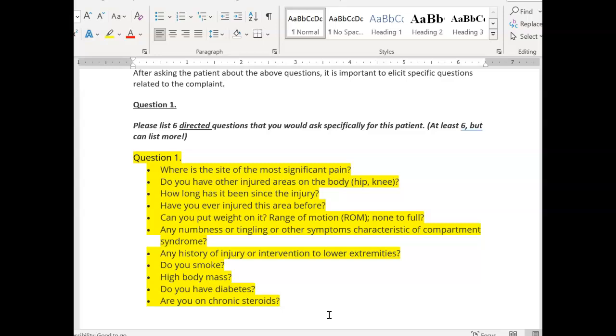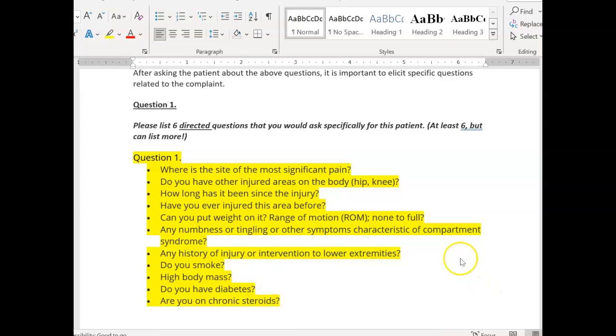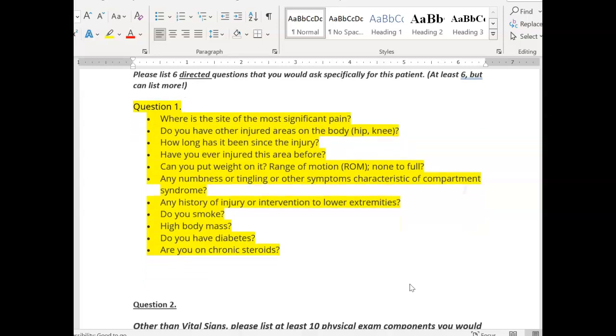So when you get the question 1, please list 6 directed questions. This is what I'm looking for. You write out questions that you are going to ask, okay, that are specific to this injury. Like we could come up with 40 ways to word questions in this, right? So there's no wrong, really. I want you guys to be practicing with your thinking, right? Okay, my mind's beginning, my wheels are turning. What am I thinking I need to know about ankle pain, okay?